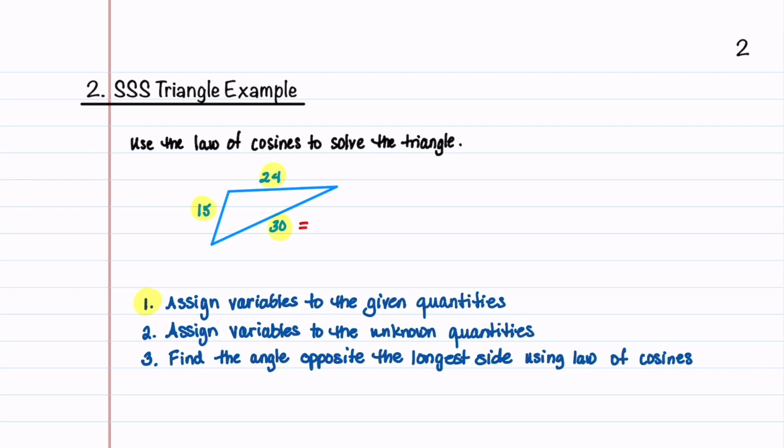We're going to let A be the longest side, which is 30, so that A is greater than B, and we avoid the ambiguous case when we use the law of sines. We'll let B be equal to 24, and we'll let C be equal to 15. We'll then assign variables to the unknown quantities. These are our angles. Our angle opposite side A we will call A, and then the angle opposite side B is B, and then lastly, our third angle is C.